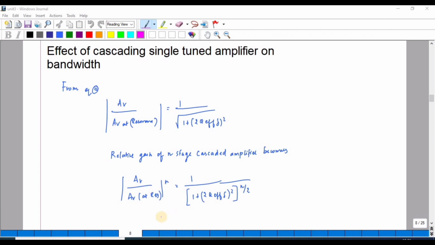We know that the relative gain of a single tuned amplifier with respect to the gain at resonance, that is AV divided by AV at resonance, is equal to 1 divided by root of 1 plus 2 Q effective del whole square. If I want to find the relative gain of an n stage cascaded amplifier, I'm going to take a power of n. So AV by AV at resonance whole power n is equal to 1 divided by the root, which becomes power 1 by 2. 1 power n is always 1, so you will get n divided by 2 here.